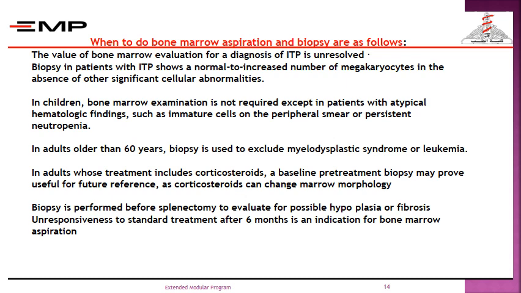Role of bone marrow aspiration and biopsy in immune thrombocytopenia. The value of bone marrow evaluation for diagnosis of ITP is a matter of debate and still unresolved. Biopsy in patients with ITP shows a normal to increased number of megakaryocytes in the absence of other significant cellular abnormality.